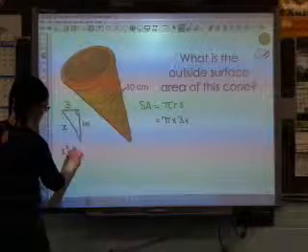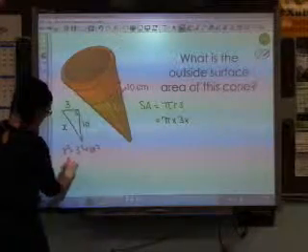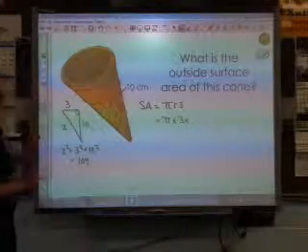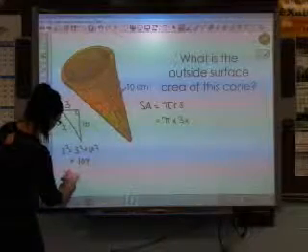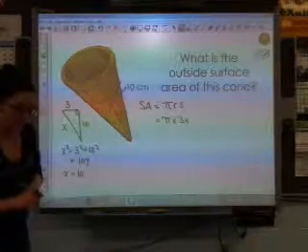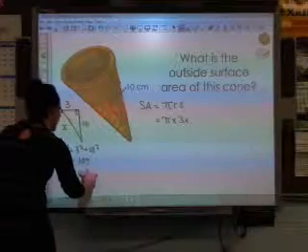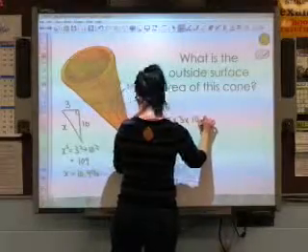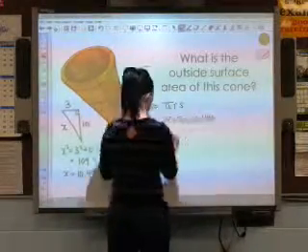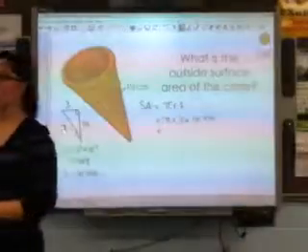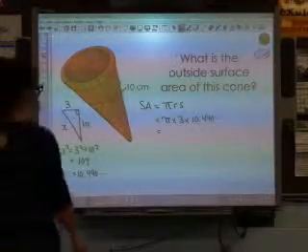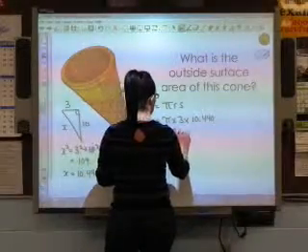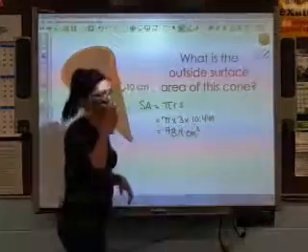x squared equals 3 squared plus 10 squared. 3 squared is 9, 10 squared is 100. So I get 109. The square root of that becomes 10.440, and it goes on. That's the number that comes over here. So now I can finish up that question. 10.440 times 3 times pi, and I get an answer of 98.4 square centimeters.